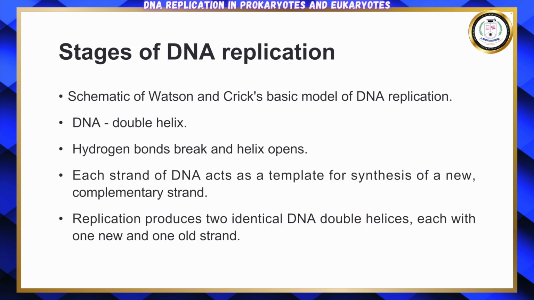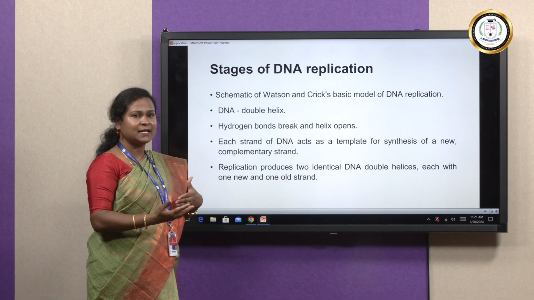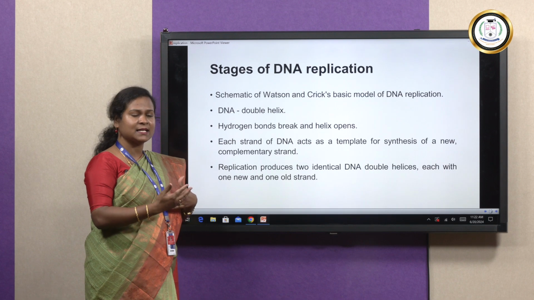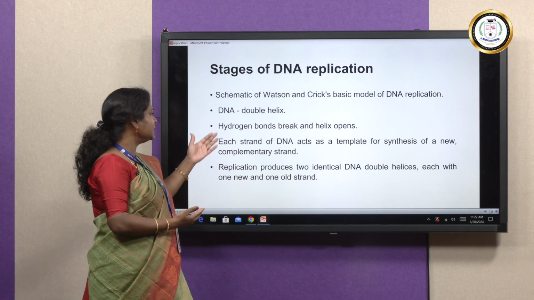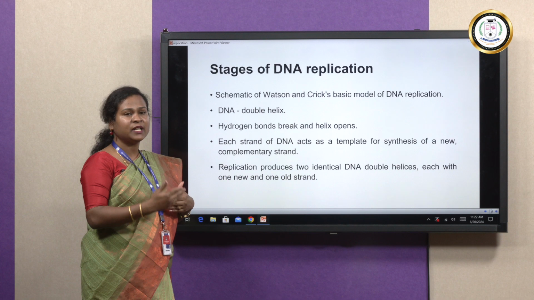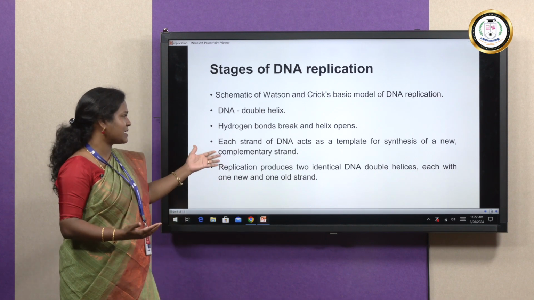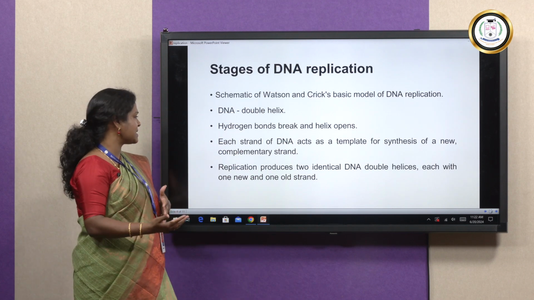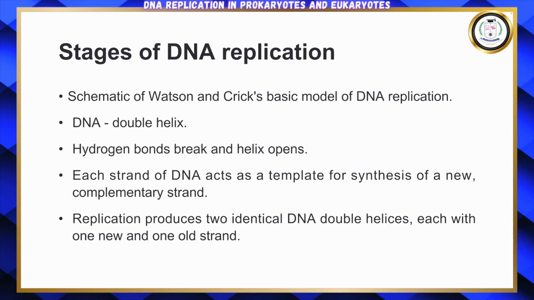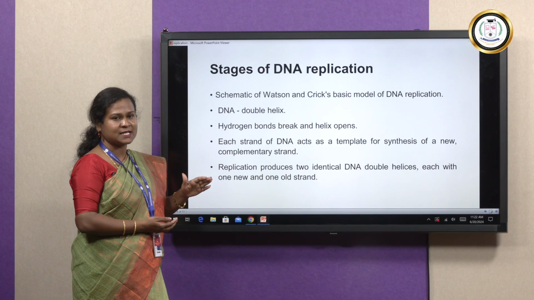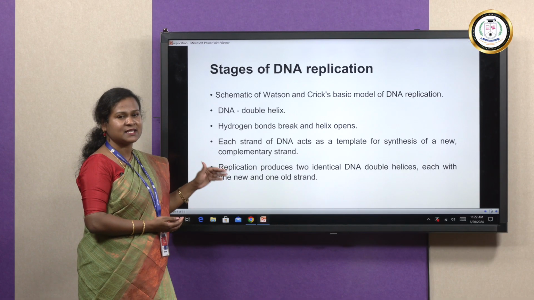The stages of DNA replication. First and foremost, the DNA has a double helical structure, which was put forth by Watson and Crick. This double helical structure has to split apart, meaning that the hydrogen bonds need to be broken, which leads to opening of the helix. Now each strand of DNA acts like a template for the synthesis of a new strand. Replication produces two identical DNA molecules, and each of them has one strand from the parent which has acted like a template, and another daughter strand, a complementary strand which is replicated.